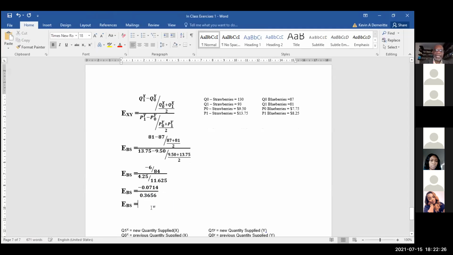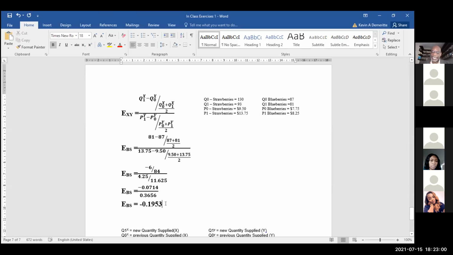And then our final answer is negative because our numerator is negative. So what's 0.0714 divided by 0.3656? Negative 0.1953. And what's after the 3? It's 2.9, so she made it a 3. Okay, good.